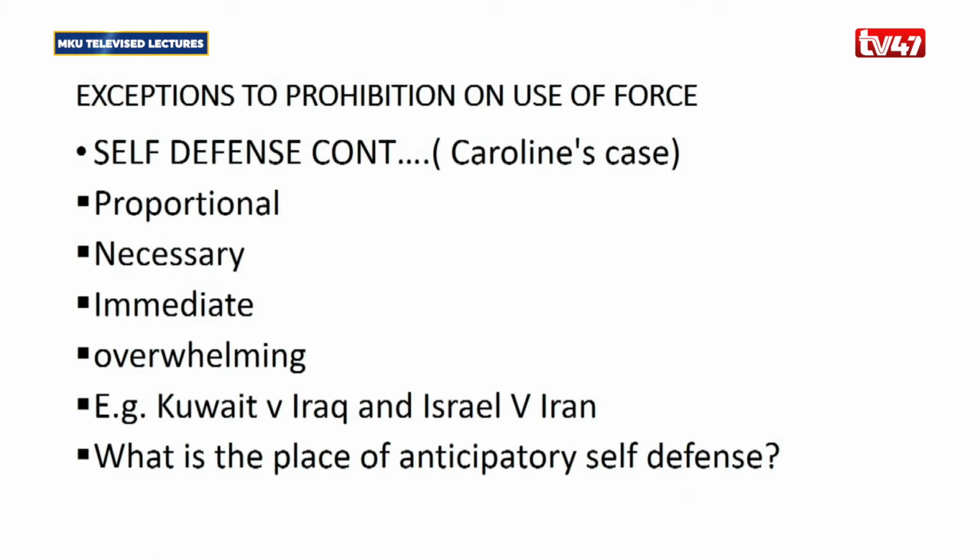So what is the place of anticipatory self-defense? The question is, can you anticipate an attack and do something about it? What if, as a country, we feel that one of our neighbors wants to attack us? Can we attack them first? Will that be anticipatory self-defense? International instruments usually will not advocate for anticipatory self-defense because you don't know how it was going to go. Perhaps there would have been some settlement of this dispute.